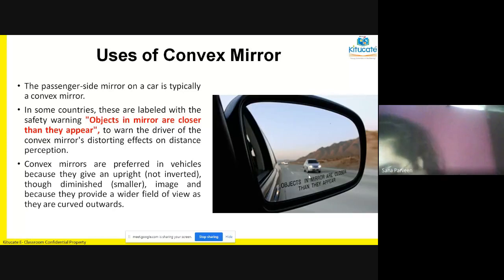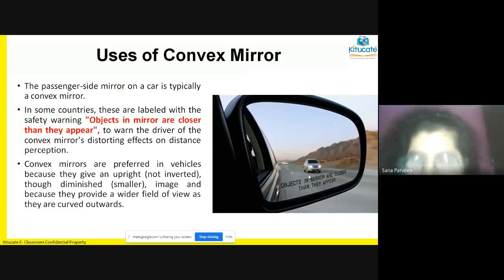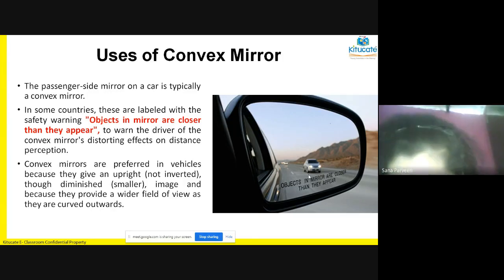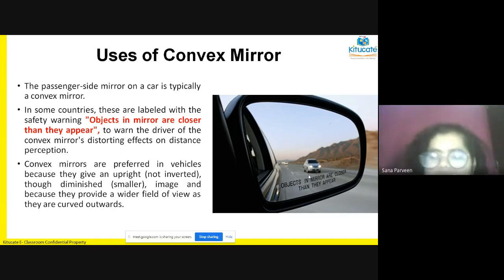Their sizes are diminished, they're appearing smaller in size, and that is the reason why there's a warning written on it. Objects in mirror are closer than they appear, because the size has reduced, and because of the reduction in size, it appears as if they are very far away, but they're actually close to you. So objects in the mirror are closer than they appear because we're using a convex mirror, and in a convex mirror the size is diminished.